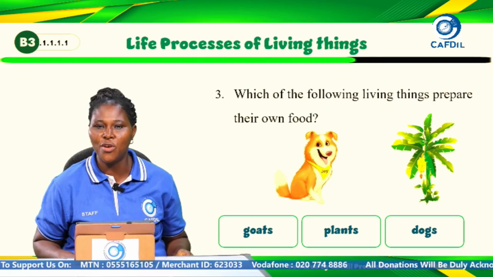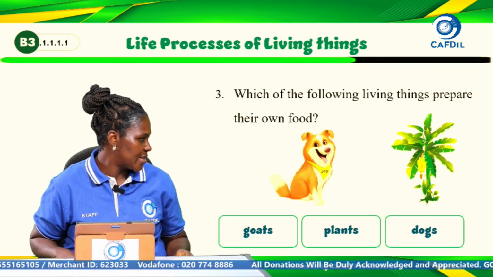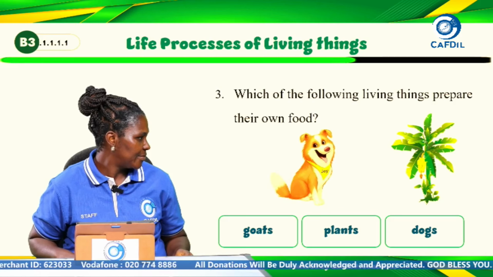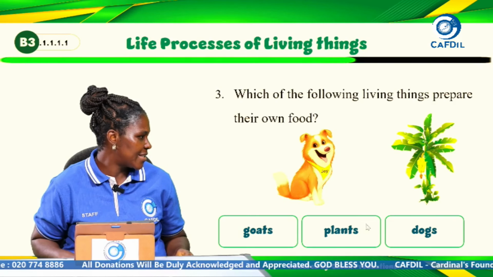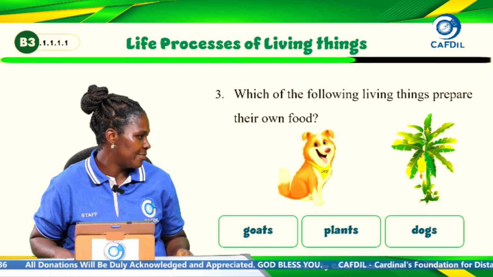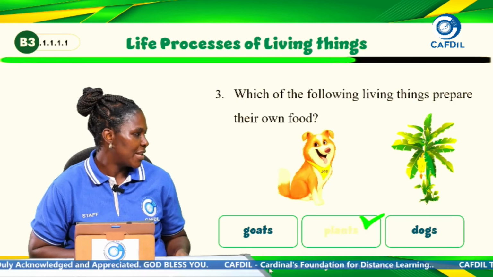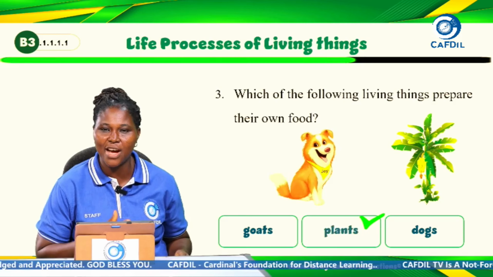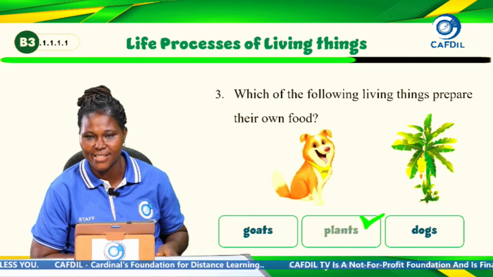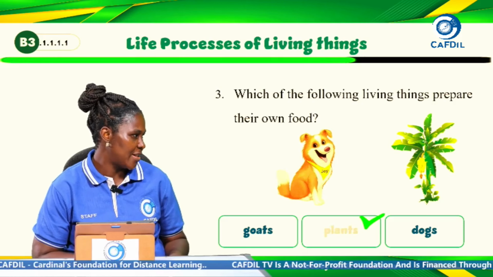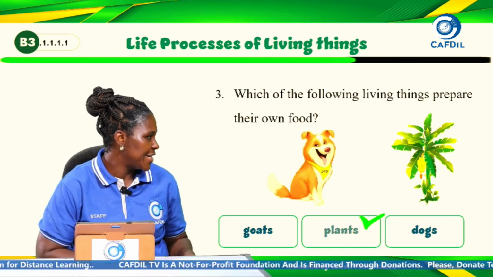Number 3. Which of the following living things prepare their own food? Goats, plants, or dogs? Which one? Plants. Plants prepare their own food using energy from the sunlight, water in the soil, and air in our environment.